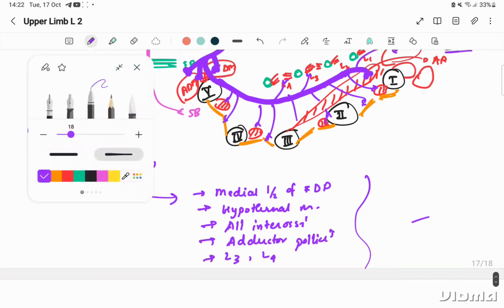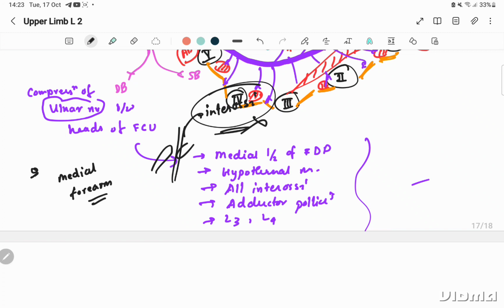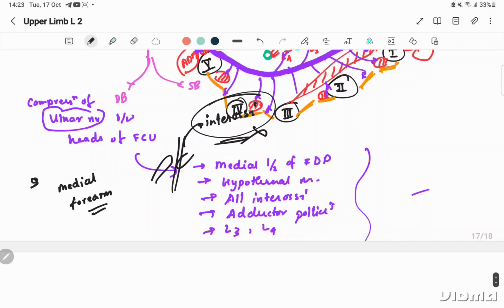so if you get a question like this, a clinical case question, that a 36-year-old man is brought to the emergency department because of a deep knife wound on the medial side of his distal forearm. He is unable to hold a piece of paper. Which muscles help in holding a piece of paper? The interossei. So interossei are paralyzed, and there is sensory loss on the medial side of the hand, and the little finger also. Which nerve is most likely injured?